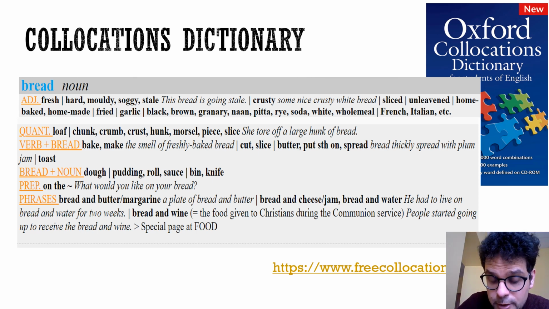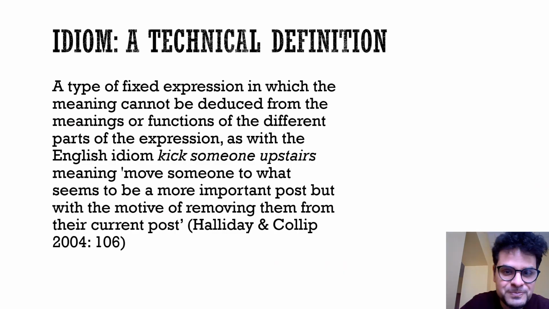So in a collocation dictionary, as we see, we're not given a definition. We're not given synonyms. We're given words that have a higher than chance likelihood to occur in the co-text. Okay, so around, basically.